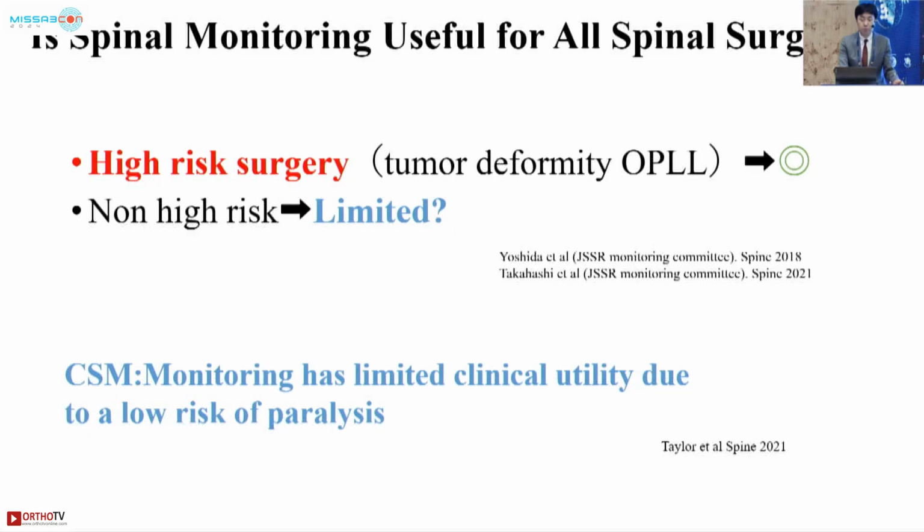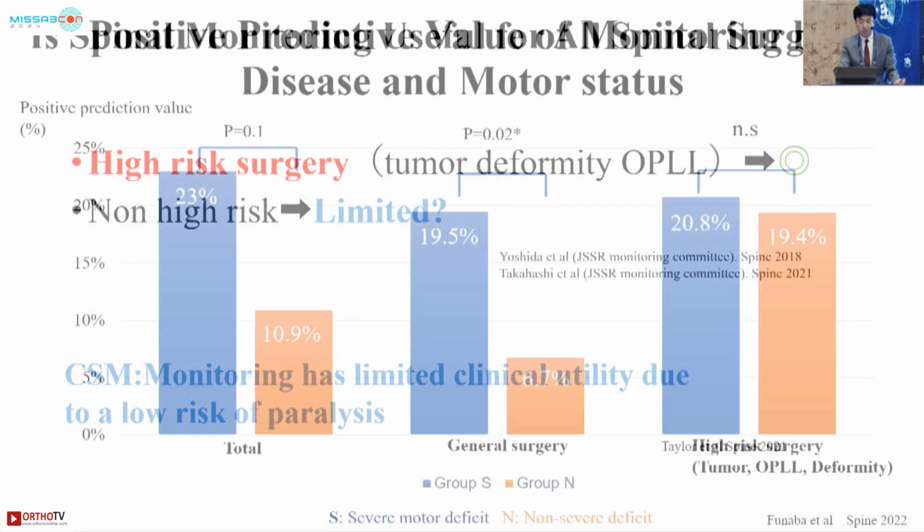Is monitoring useful in all spine surgeries? The benefit in high-risk surgery is undisputed. However, it may be limited in non-high-risk surgery, and it has been suggested that the risk of paralysis in CSM is low, so the clinical benefit may be small.